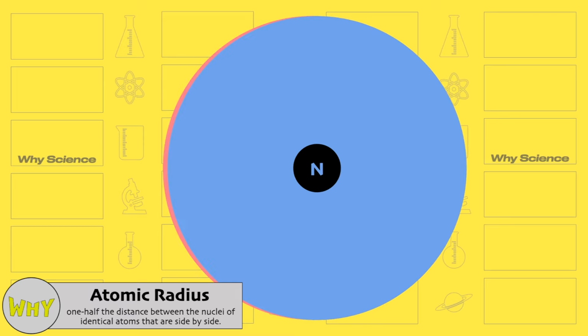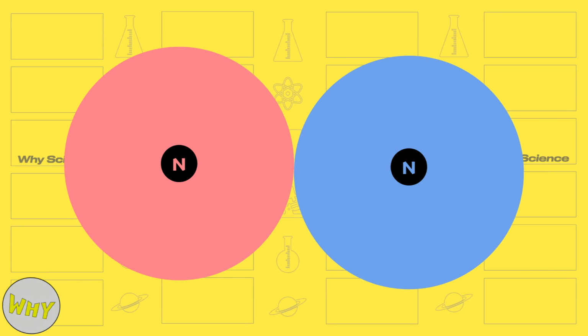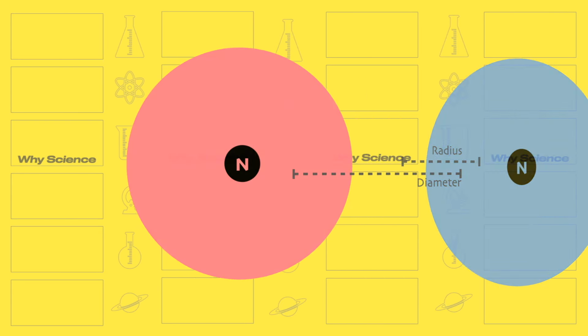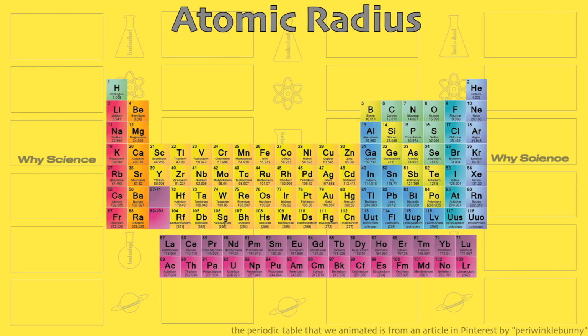We determine the radius by placing 2 atoms of one element side by side and then getting the distance between the 2 nuclei of the 2 atoms. That is the diameter, so we divide that by 2 to get the atomic radius of a specific atom. The atomic radius in the periodic table increases as you go down and also as you go left.